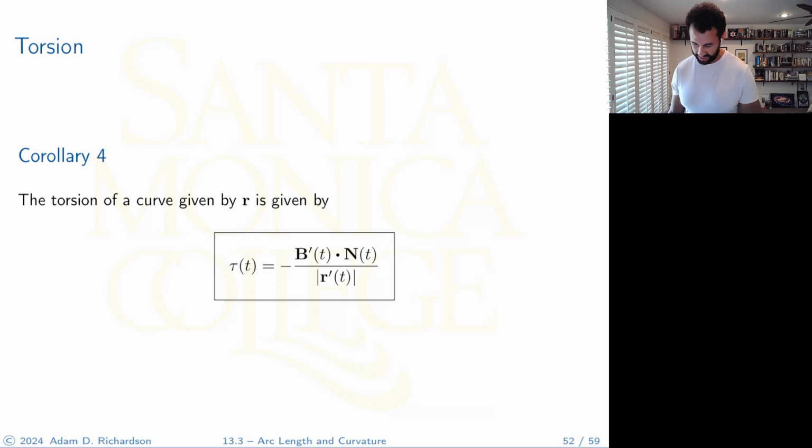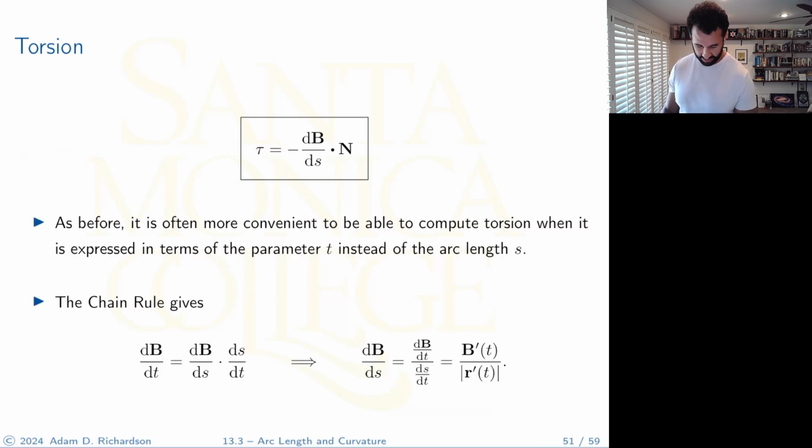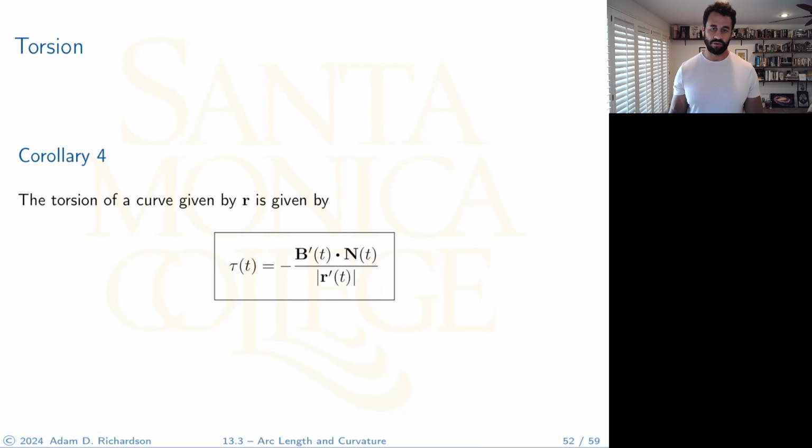That's it. Let me flash back real quick. Here is the dot n part. What we did was we rewrote dB/ds as this, and then we dotted it with n, like that. That's what we're doing right there. Then we just use properties of the dot product to move the dot n up to the top. That's it. So here's a formula for torsion.